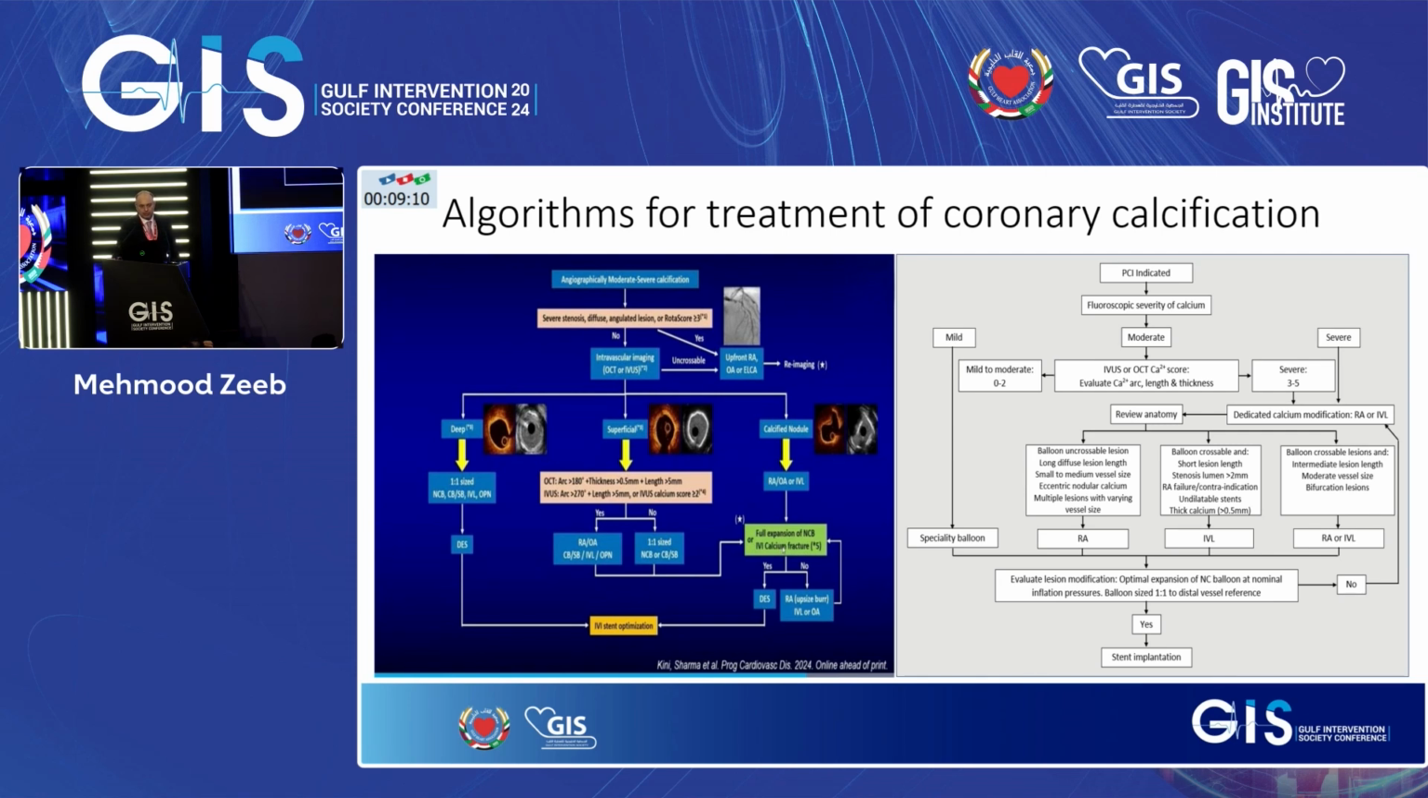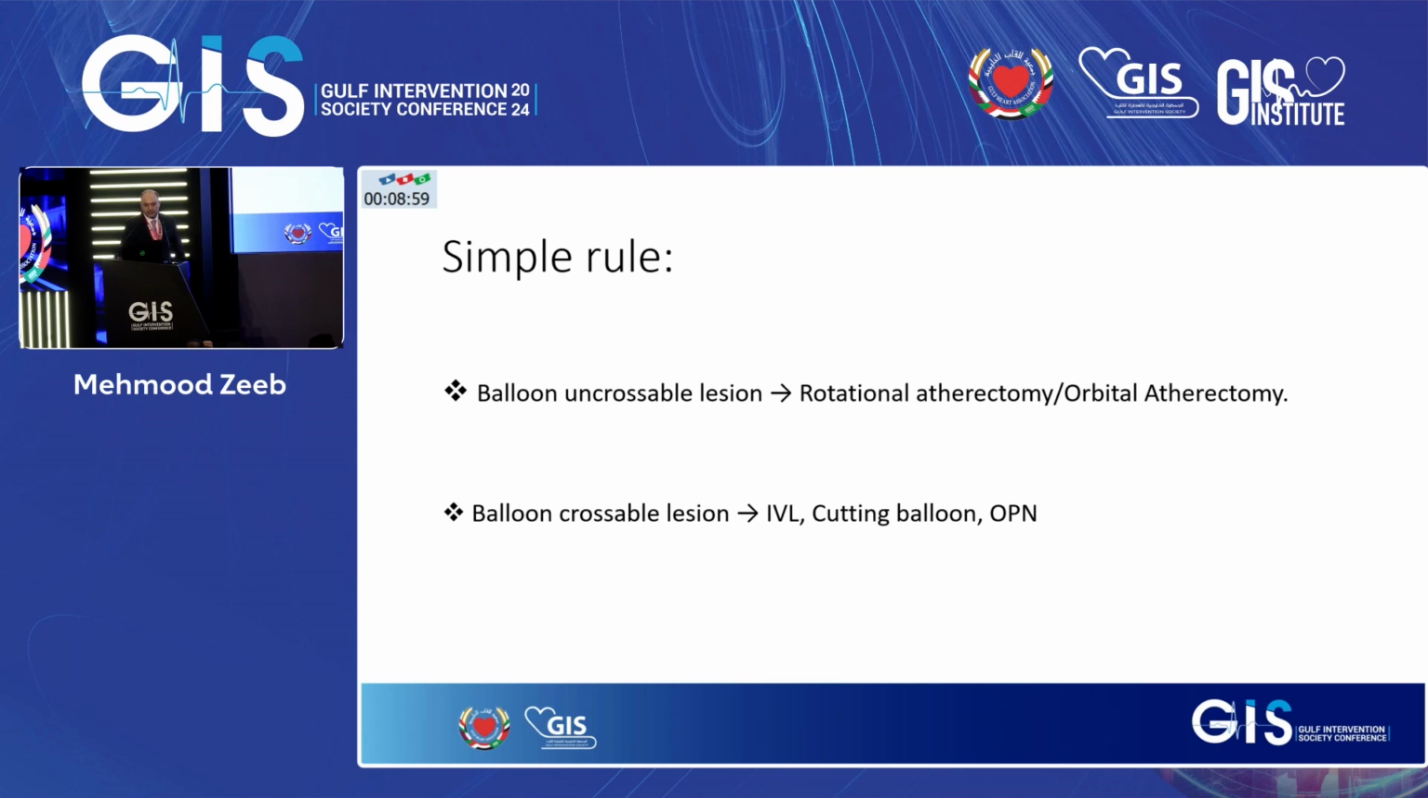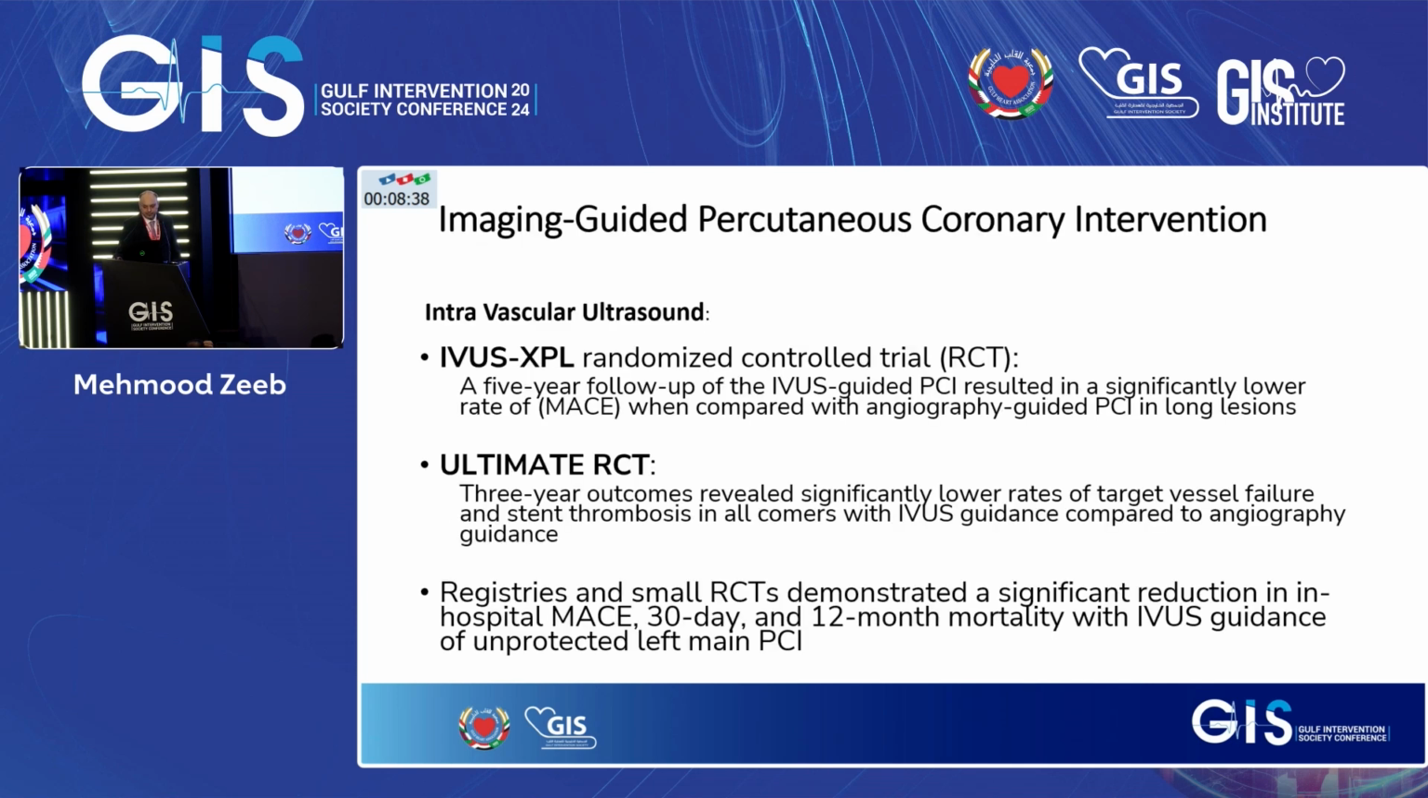Various algorithms have been devised to decide when and how to use these devices, which are very helpful in decision making. However, a simple rule is that if you have a calcified lesion which is balloon uncrossable, then the choice you have is to go for rotational atherectomy or orbital atherectomy. And if the lesion is balloon crossable, then you have a choice of IVL, cutting balloon, or OPN. And remember, OPN will increase the chances of coronary perforation, especially in eccentric calcified lesions.